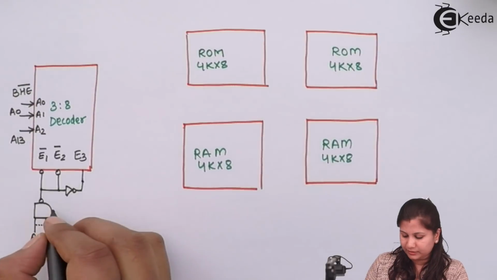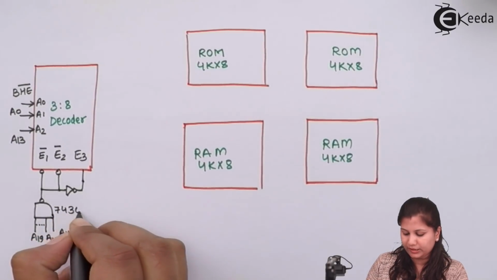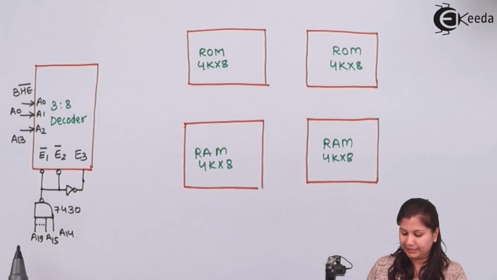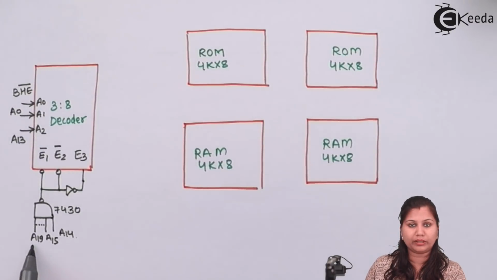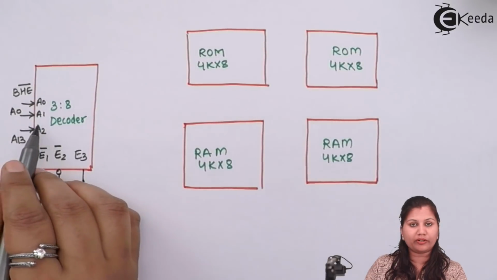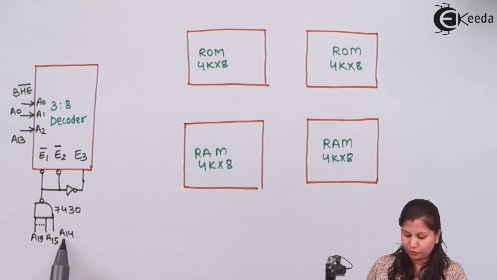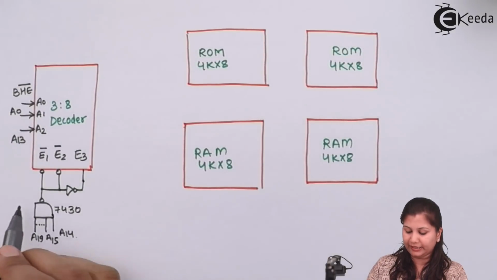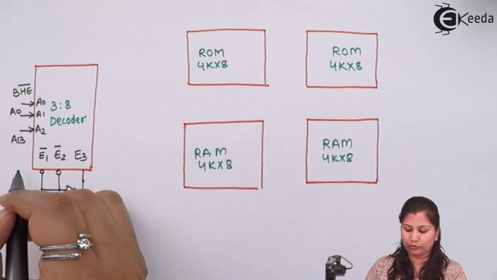Now this is a gate, the 7430 NAND gate. We have the remaining address lines A14, A15 to A19. A13 is already one input line. A14 to A19 we have connected to the NAND gate to enable this decoder.